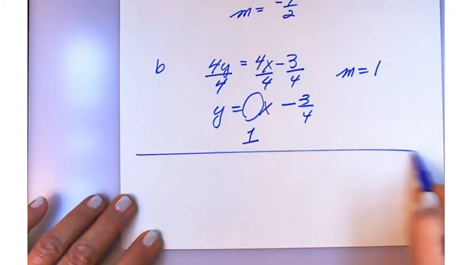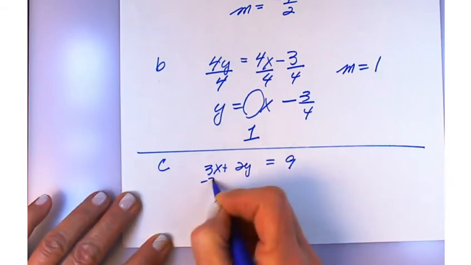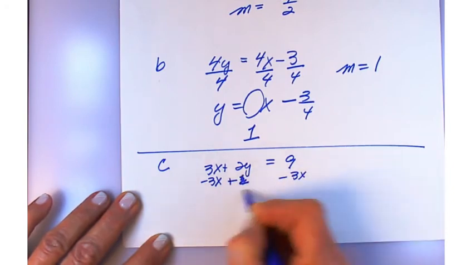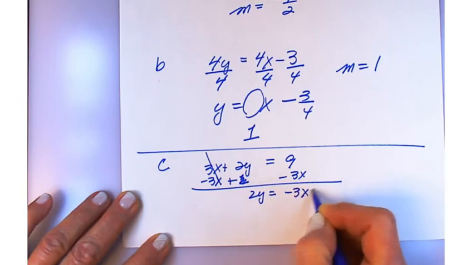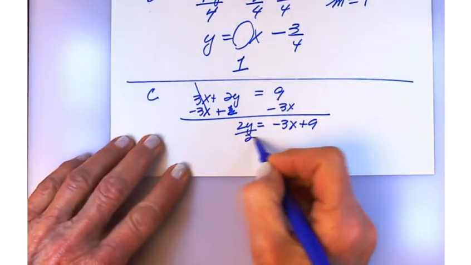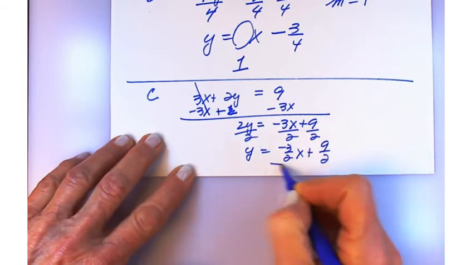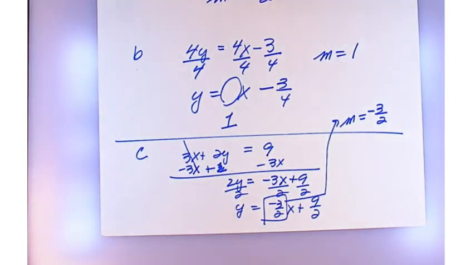C, 3x plus 2y equals 9. I'm going to subtract 3x from each side, and the 3x's add out. I bring down the 2y, and I have -3x plus 9. And then I'm going to divide by 2, and I get y equals -3/2 x plus 9/2. And how easy is this? My slope is -3/2. So if you have the equation of the line, all you have to do is solve for y, and the coefficient of x is the slope.